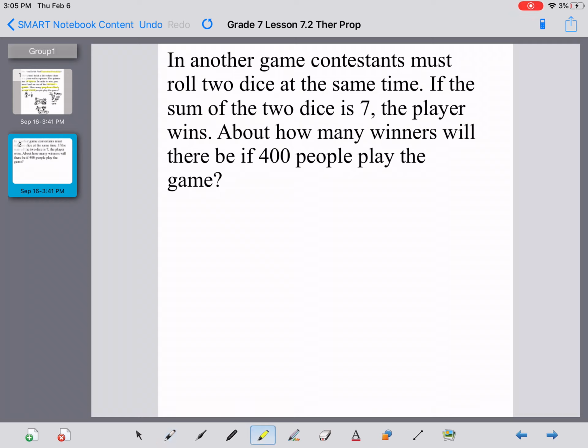So this problem's a little new. I'm going to take the sum of the 2 dice, and I need that to be equal to 7. When I'm doing this, I have 2 things that are happening. I have the first die, and I have the second die. In the first die, there's a total of 6 possible things that can happen. In the second die, there's also a total of 6 possible things that can happen.